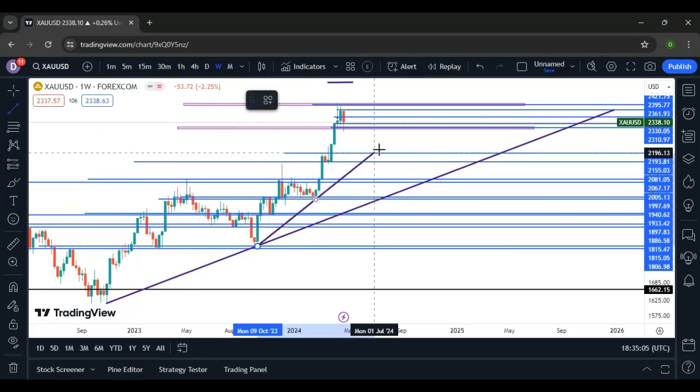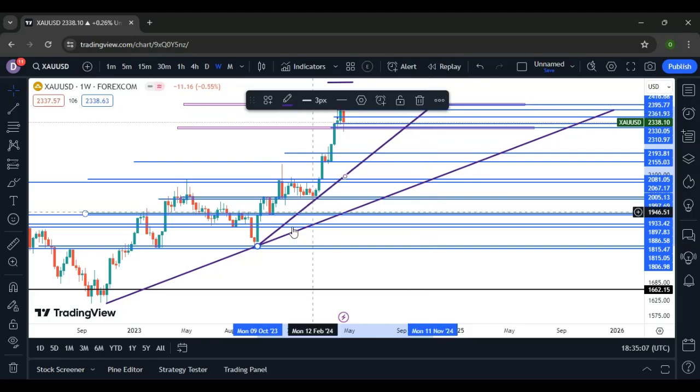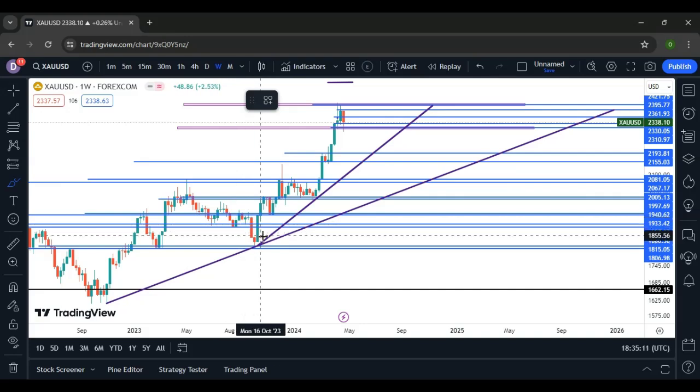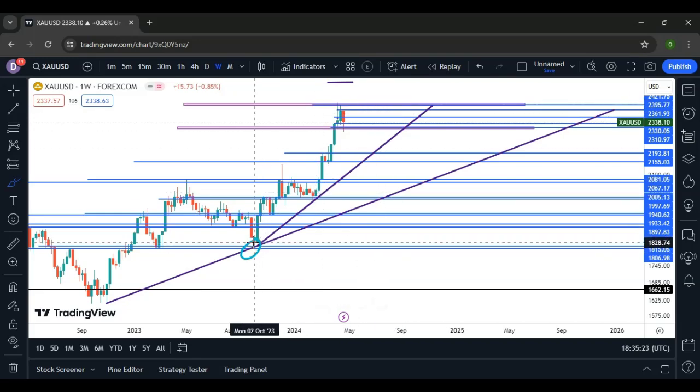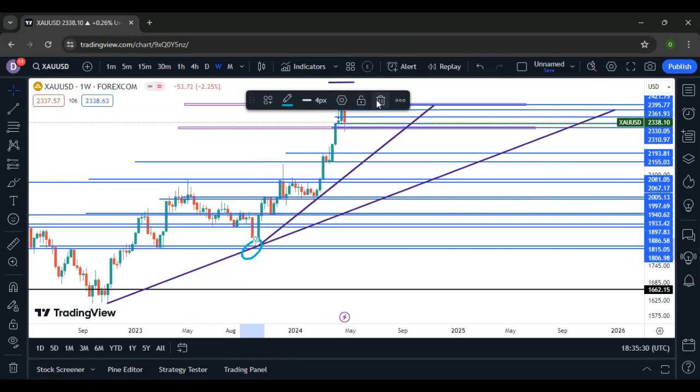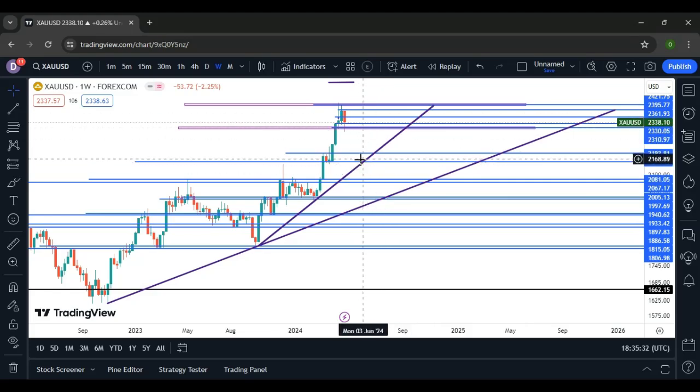So let's draw it. These are the two most outermost parts. This is a touch. This is a touch. This is a touch. You get it? The same thing applies when it comes to this. I will consider this as my inner trend line, then this one as my outer trend line.